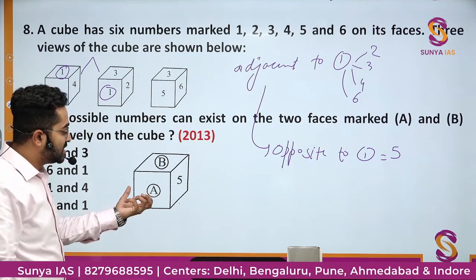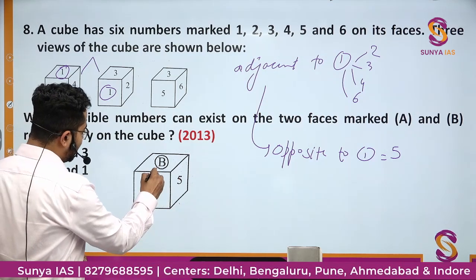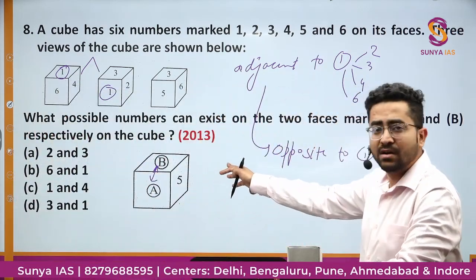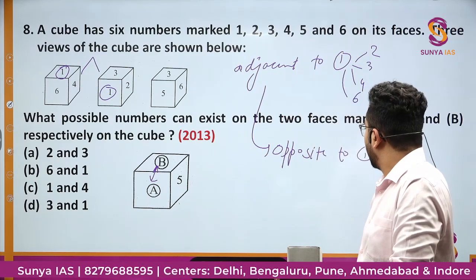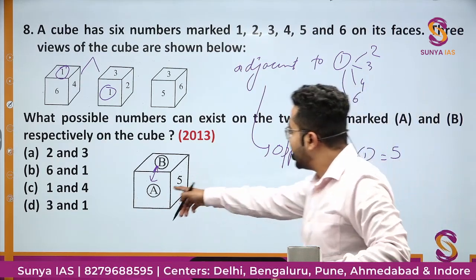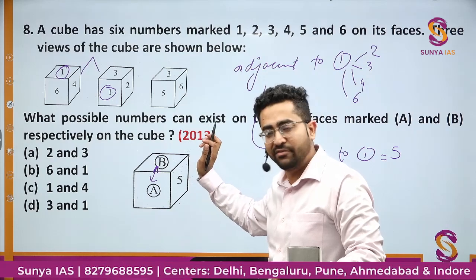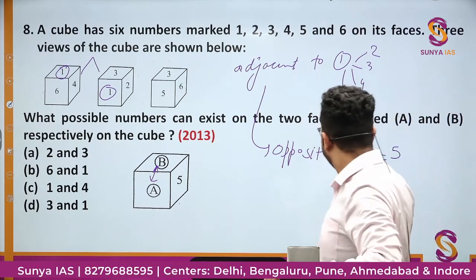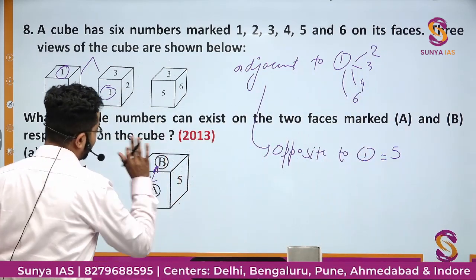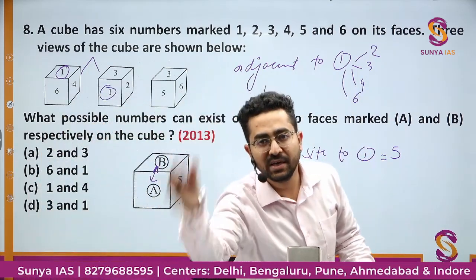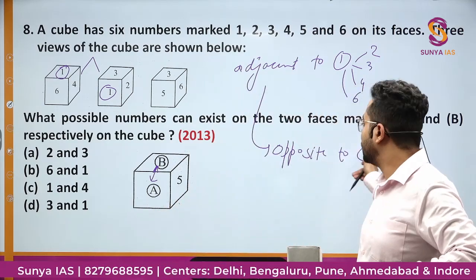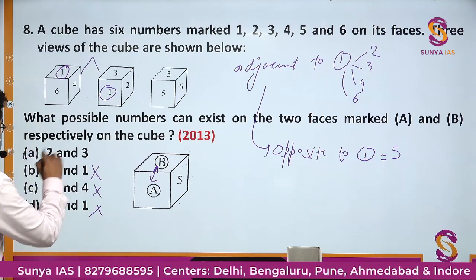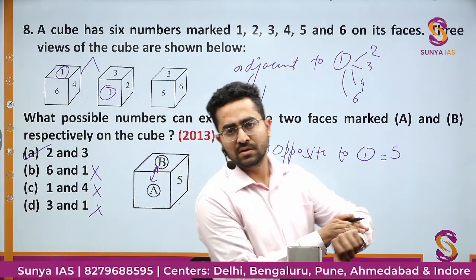Now the given figure is shown. This A and B are adjacent to 5. A and B are adjacent to 5, so obviously A and B are not opposite to 5. Definitely opposite to 5 is 1. So definitely 1 cannot come at the place of A and B. Whatever comes at the place of A and B, 1 will not come. Why? Because 1 is opposite to 5. Then all the options containing 1 will be wrong. So the only correct option would be option A, 2 and 3. Are you getting my point?